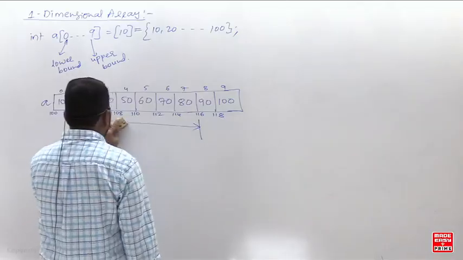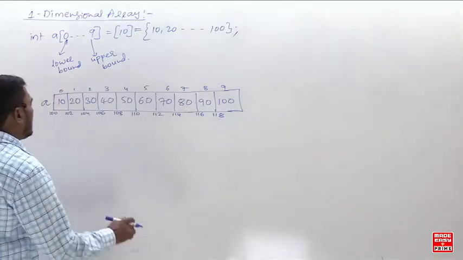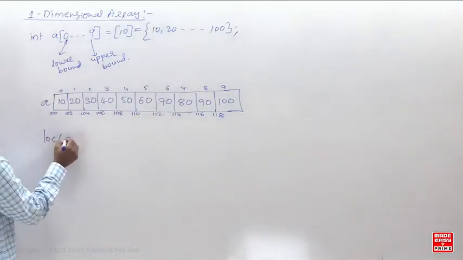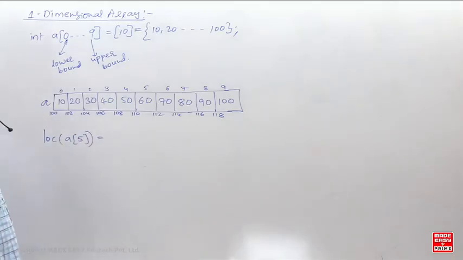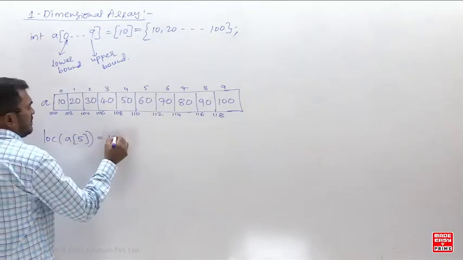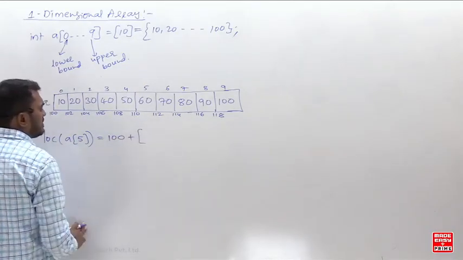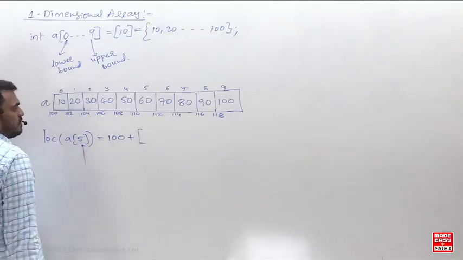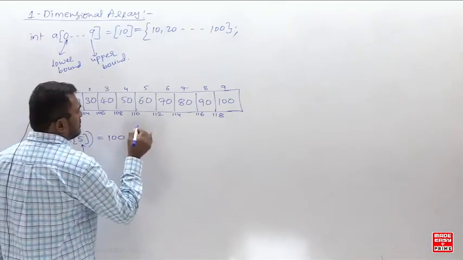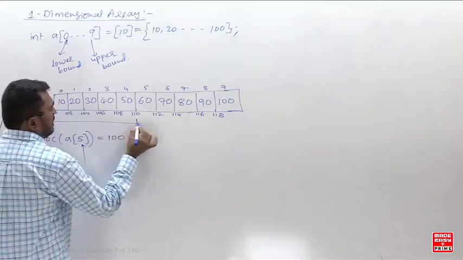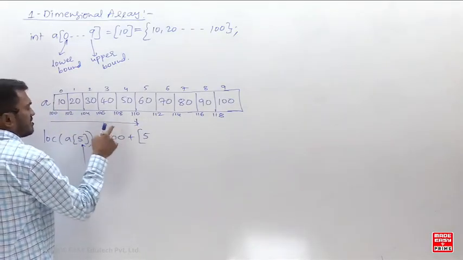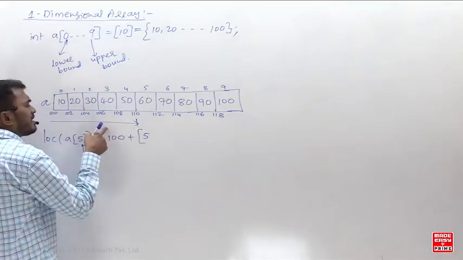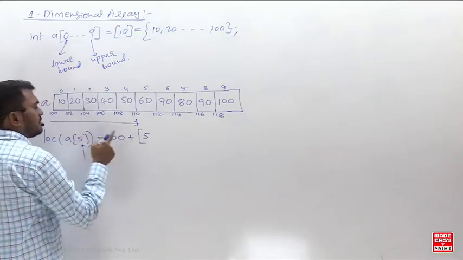Next, now understand here, I want to find out the same thing: the location of A of 5. How are you going to find out? Location of A of 5 means the base address is 100. I want to go to the 5th place. It means you need to cross how many elements? 0 to 4, this many elements you have to cross. And remember, 0 to 4, how many elements are there? 5 elements are there.